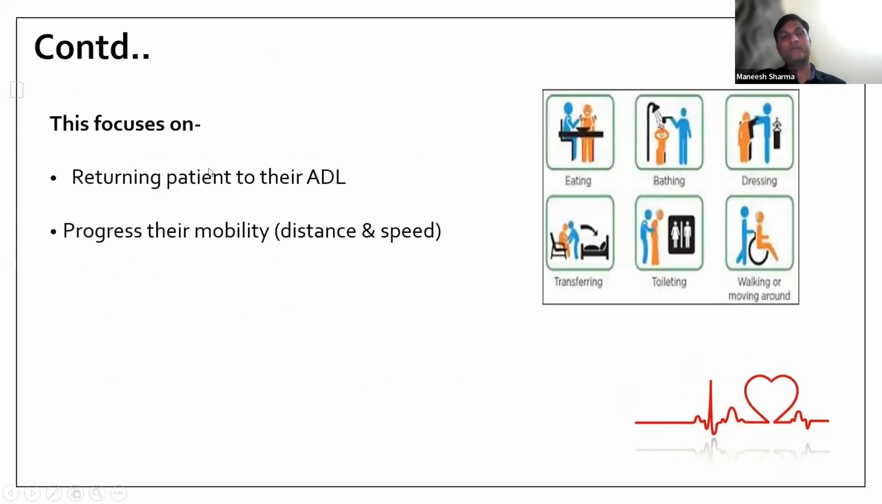This phase also focuses on returning the patient to their activities of daily living, where they can have their eating, bathing, dressing, toileting and walking for a while. The patient can then progress their mobility, that is, distance and speed. They can keep on increasing the distance as well as the speed of their activities and exercises.